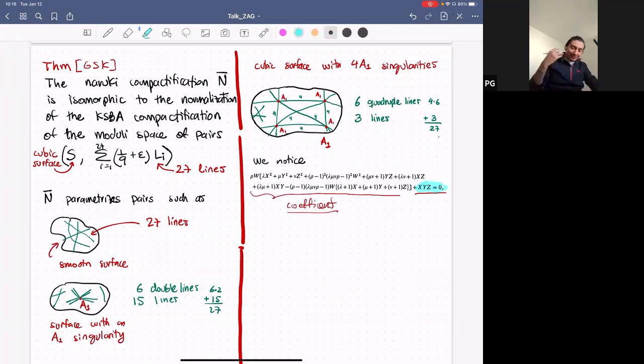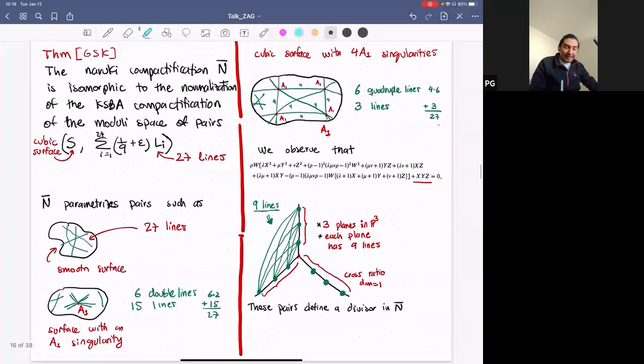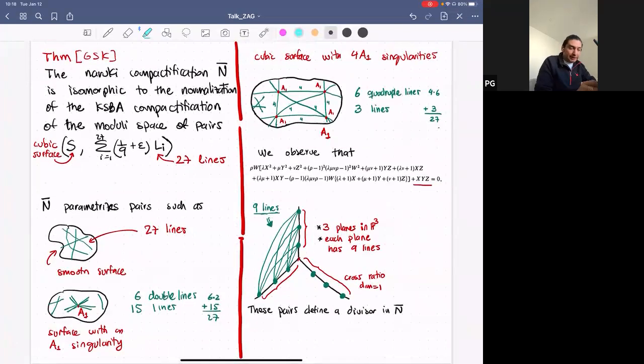And that was the moment in which we noticed that you need to consider the surface and the 27 lines. If you look at the 27 lines, they go to 9 lines in every plane. So this equation means 3 planes, hyperplanes in P3, and in each plane we have 9 lines. I only draw the ones on this side, and we describe it very explicitly in the paper. So this is the object: the degeneration of the surface and the degeneration of the 27 lines.